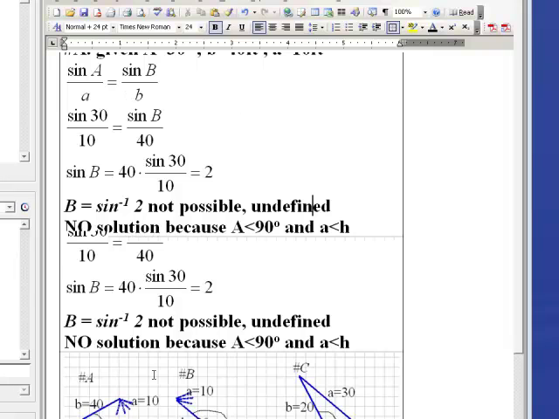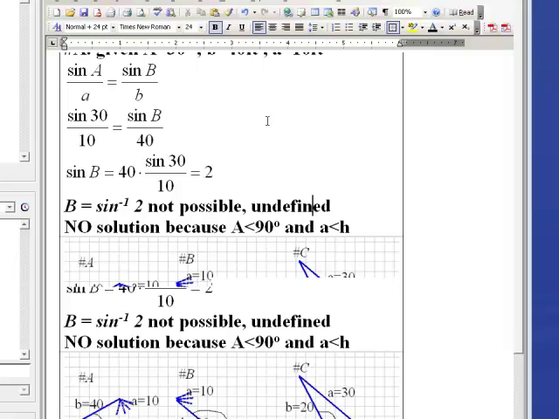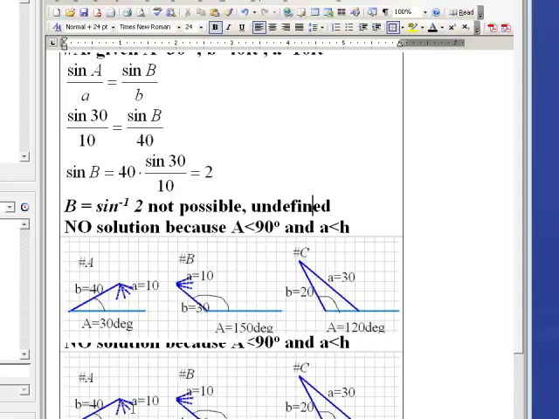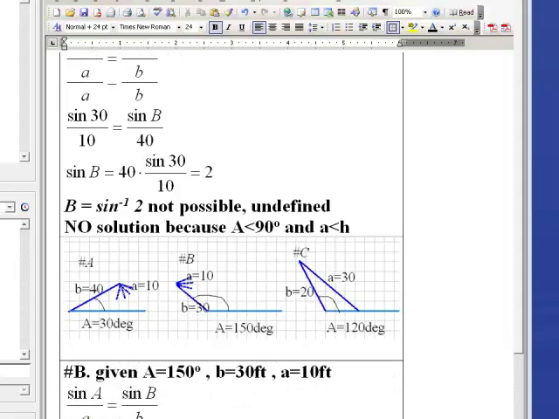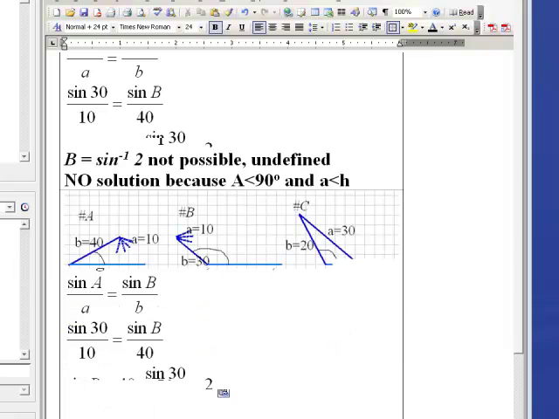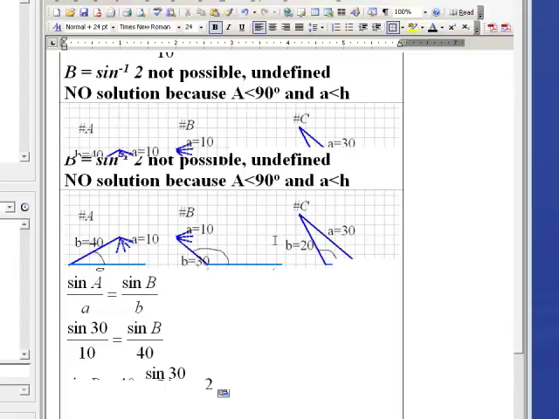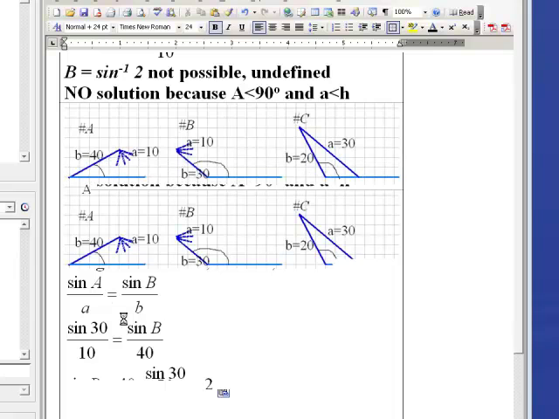I think I'm going to copy this here. In fact, I think I will just copy all 3 of these. There we go. Okay, so next one again, find the angle B. This time, or again, we have angle A equals 150 degrees, side B equals 30 feet, side A equals 10 feet. So we're going to plug in the numbers.